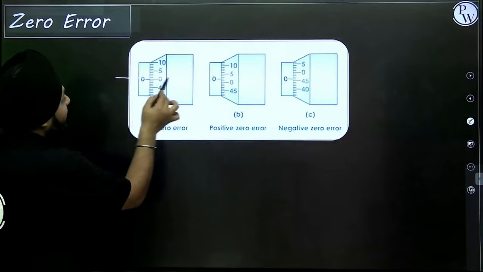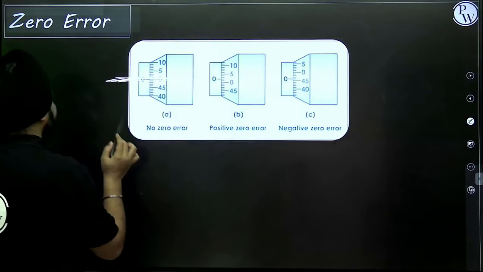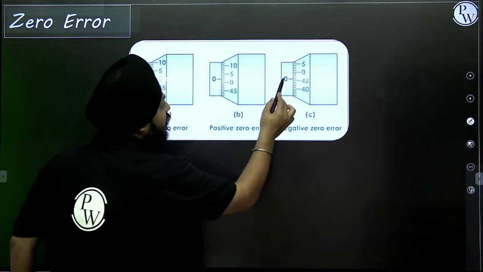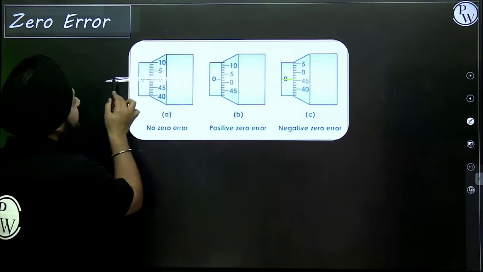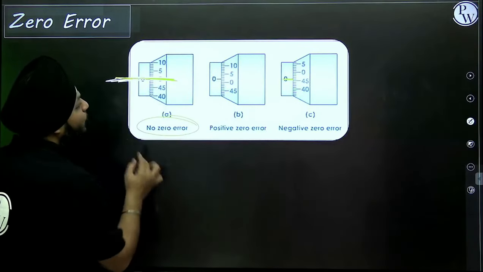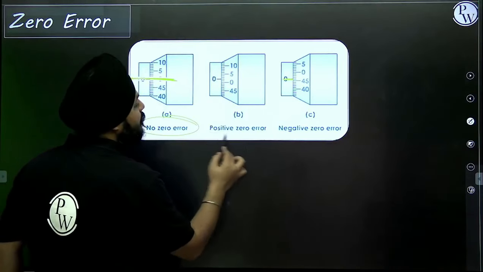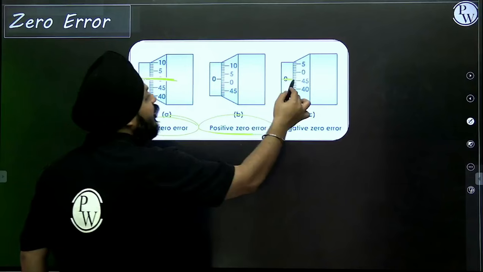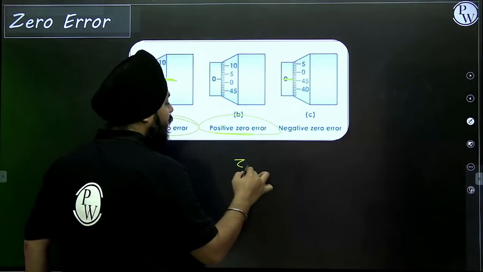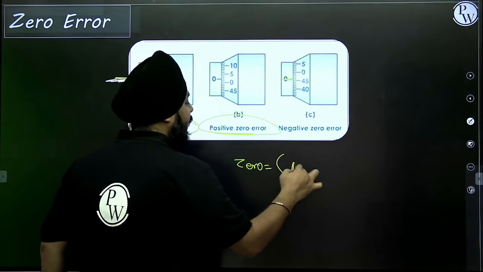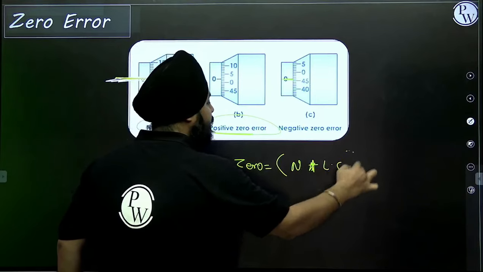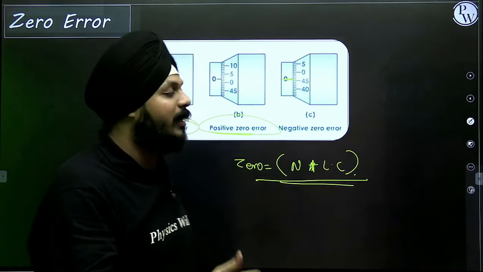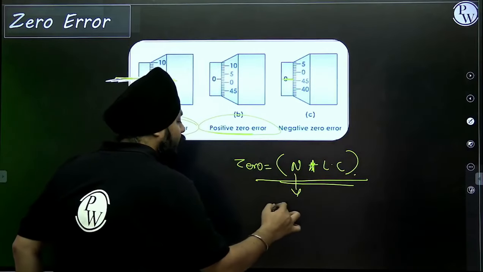Suppose the zero of the main scale exactly coincides. There is always a reference line. Suppose this zero exactly coincides with it, then we have no zero error. Suppose zero is beyond, then it is a positive zero error. Suppose zero is above. What is the formula of zero error? That is n into the least count, where n is the number of divisions.